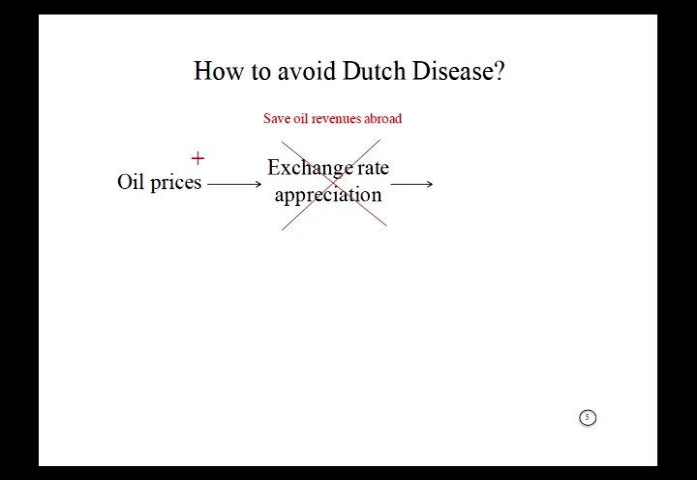How do you solve it? Again, save the money abroad. Don't spend it. In this way, you avoid the currency appreciation. Save the money abroad. And at the same time, follow industrial policy. Actively encourage diversification in the economy, away from commodity and oil prices. Save the money abroad and actively encourage diversification. Here, you not only avoid deindustrialization, you actually encourage industrialization. You actually encourage diversification.